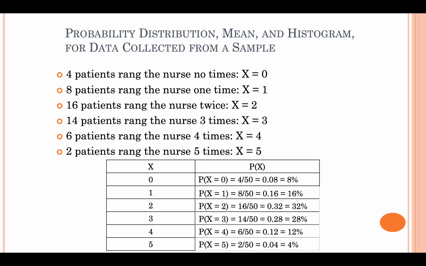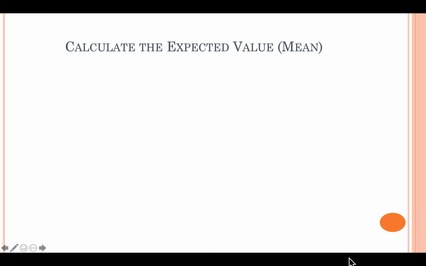Here are the answers for the other values of X. When X equals 1, we take 8 divided by 50, which is 16%. When X equals 2, 16 divided by 50, or 32%. When X equals 3, we take 14 divided by 50, or 28%. When X equals 4, we take 6 divided by 50, or 12%. And then when X equals 5, we take 2 divided by 50, or 4%.